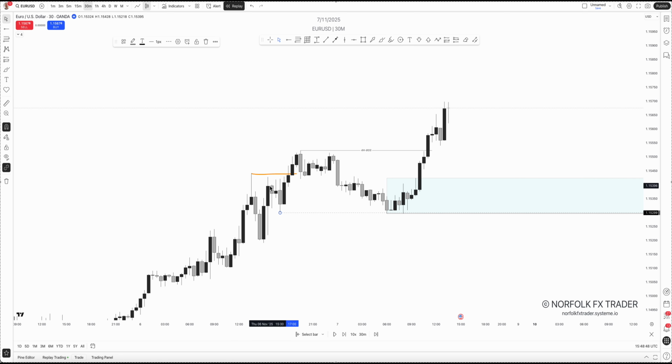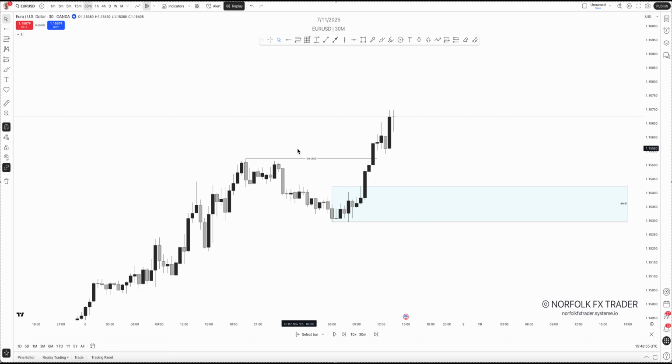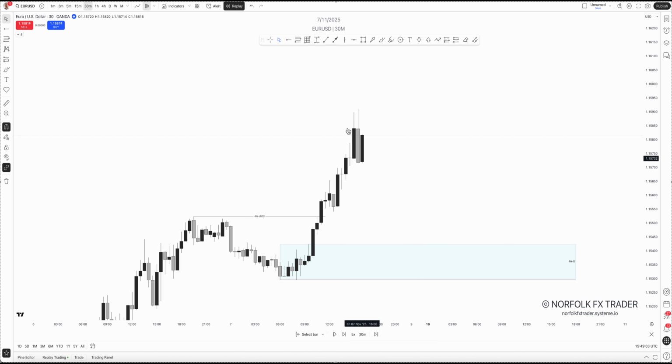So right here on a 30-minute, we also have a break here on a 30. I'm not going to mark it off because we've already got it on the 4-hour, but let's just go forward with a few candles. Let's bring this down on the speed. So we're looking for a pullback. This candle creates a pullback phase. So now we can mark this off as a valid high in the market.